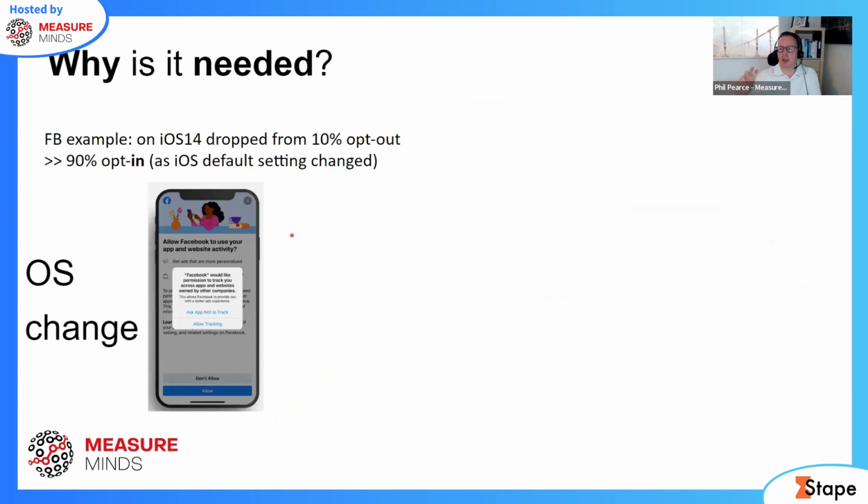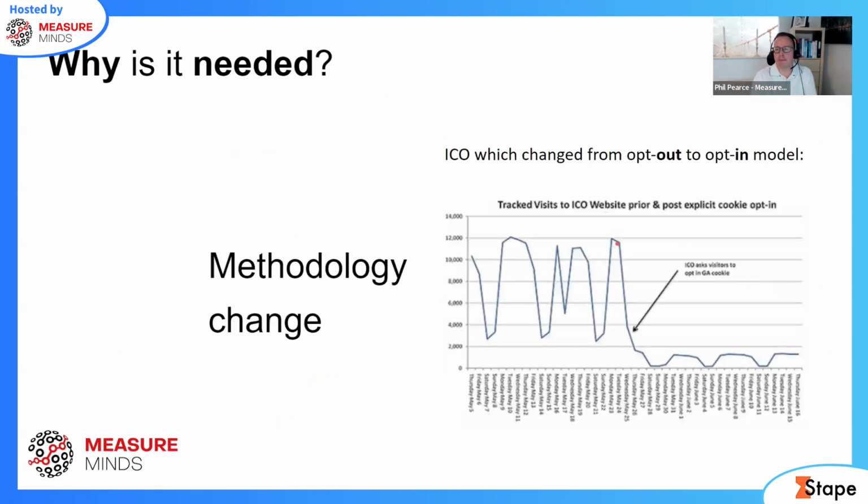The other reason is changes in the operating system. When iOS 14 was released, Facebook was forced to change from an opt-out mode to an opt-in mode, and that had a massive effect on data quality, with something like a 90% reduction in the amount of data and traffic they were collecting. The same also applies with the ICO when they did a methodology change and changed their banner to an opt-in mode from opt-out. Again, a massive step change, not great for comparisons.